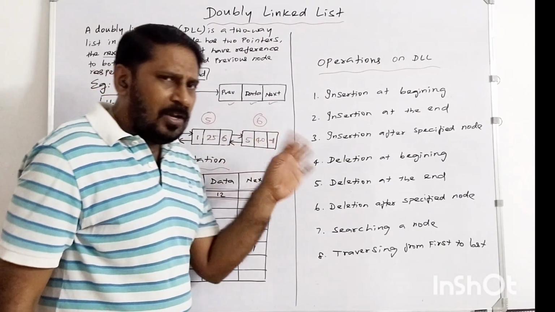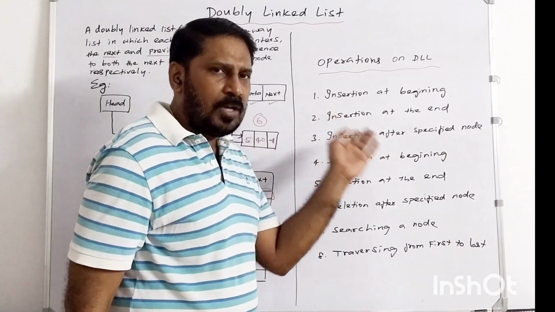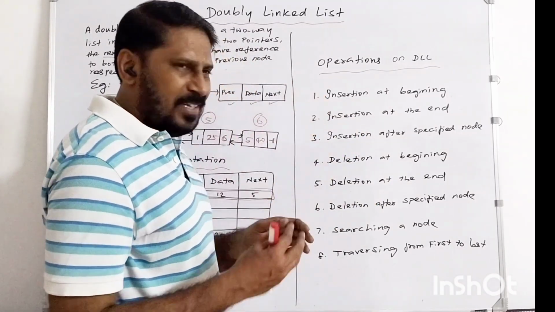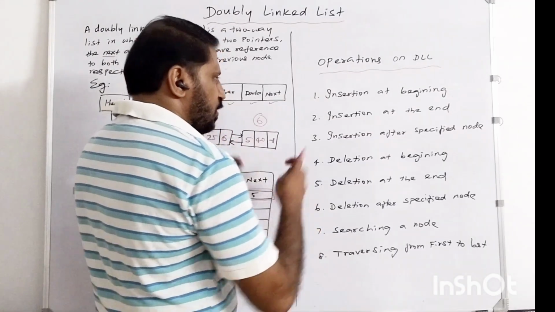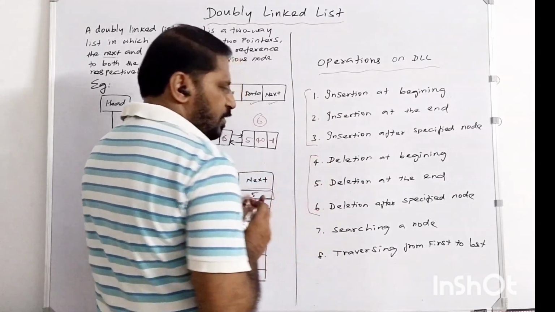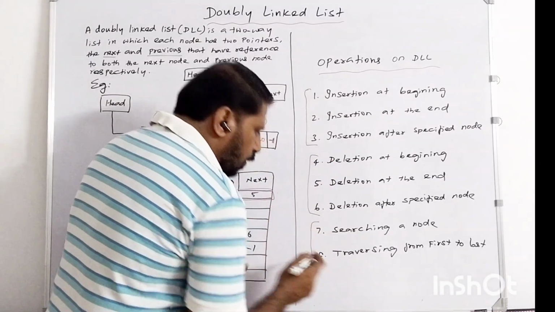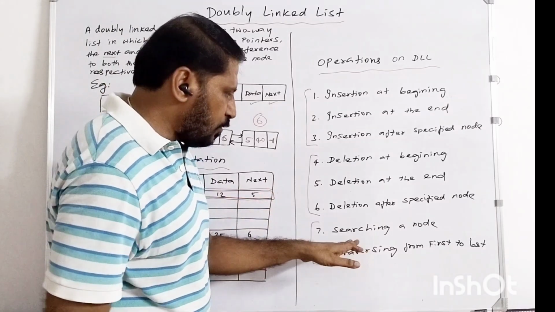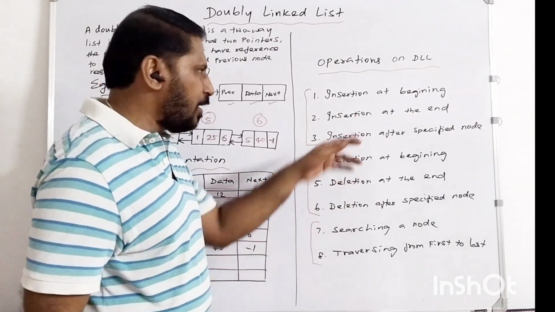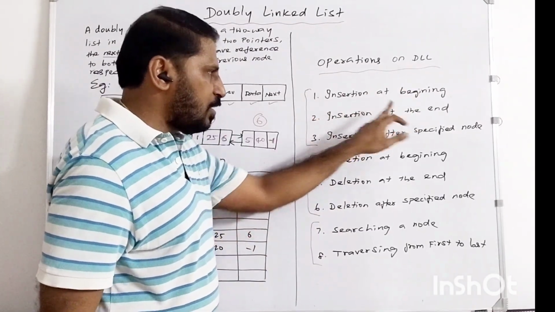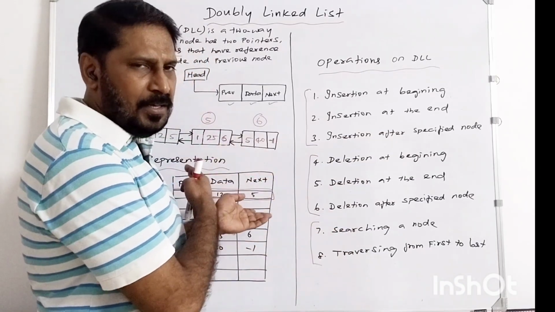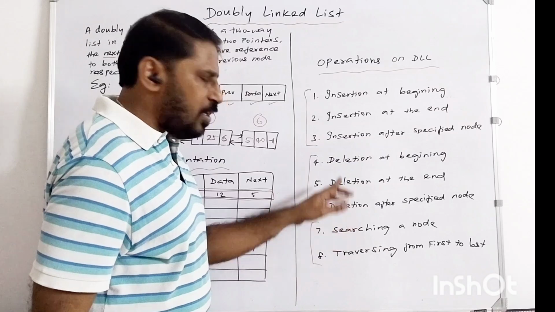Now, what are all the operations according to the doubly linked list? There are 8 operations. First is insertion. There are 3 insertions. These 3 we call insertion, these 3 we call deletion, and these 2 are searching and traversing. What do you mean by insertion? Insertion has 3 categories: insertion at the beginning, insertion at the end, and insertion after a specified node, as we already saw in the singly linked list.